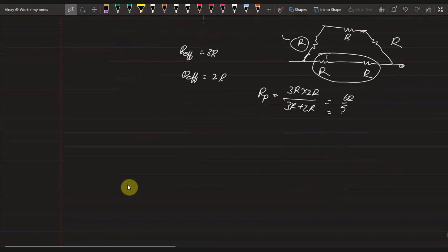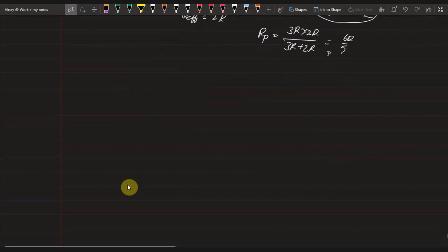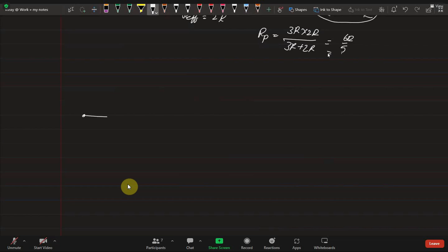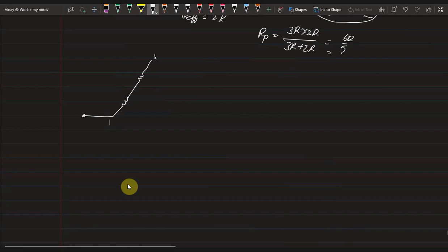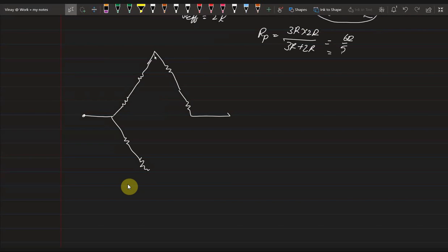This time you have to solve this question. Shall I give it? Yes, sir. So this question you have to solve. Same as the previous problem, but this time I'm attaching one more circuit at the lower part. That's it.